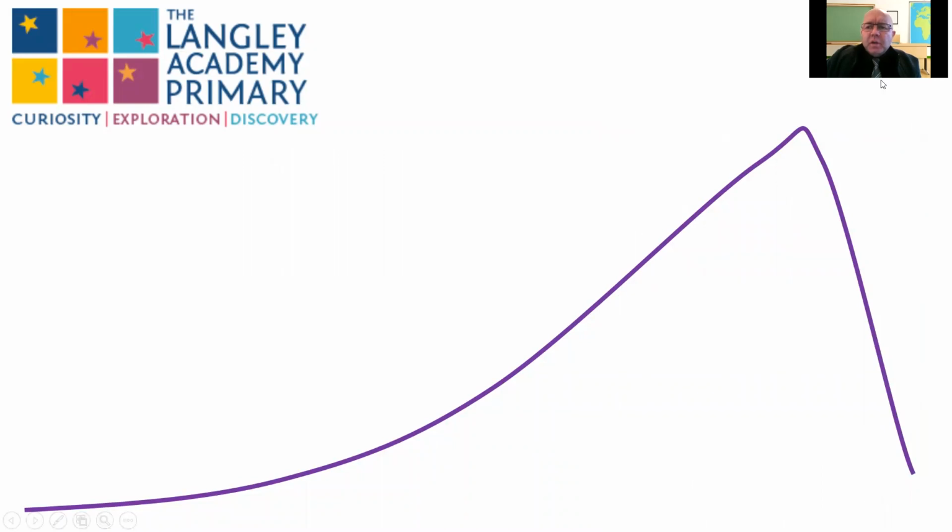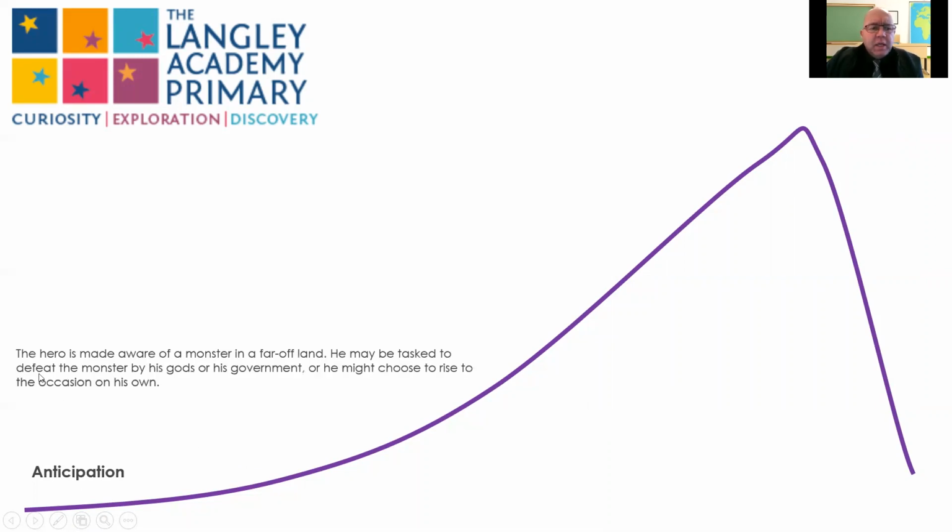Right, moving on. So we'll start with just a little reminder. Remember, this was our story mountain for the defeat the monster stories, or overcome a monster story. We'd start with the anticipation. This is the part of the story where we set the scene. So in this case, the hero is made aware of a monster in a far-off land. He may be tasked to defeat the monster by his gods or his government, or he might choose to rise to the occasion on his own.